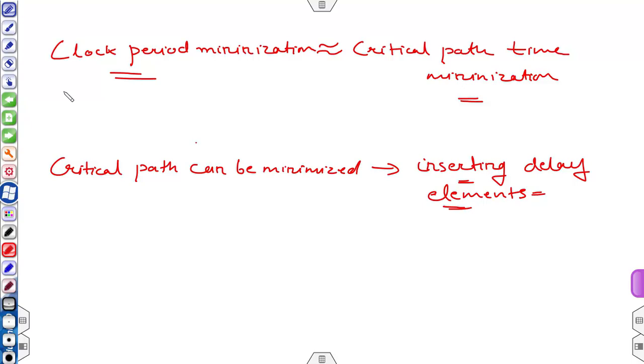So now again repeating that, we have to reduce the clock period of any given DSP system, and that in turn can be achieved by minimizing the critical path, and the critical path can be minimized by inserting delay elements in between. Okay, so the main thing that we have to keep in mind is that by inserting delay elements in between or rearranging the delay elements along the edges, the functionality of the system should not change.